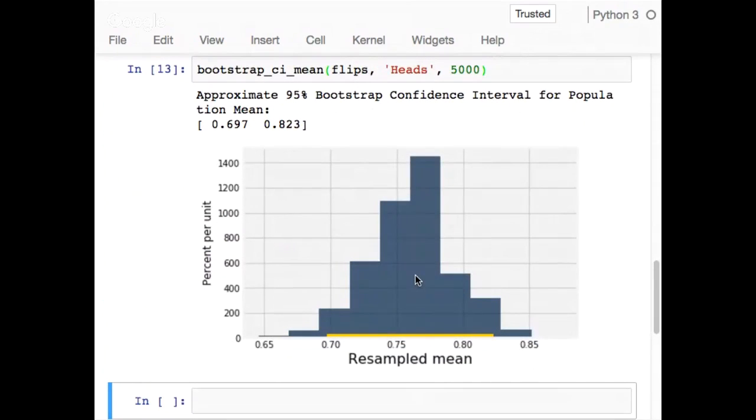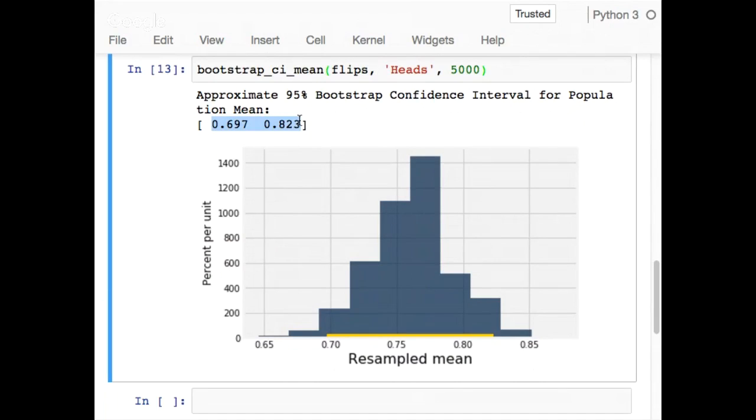Okay. So when I have a confidence interval like this, I can say, okay, the population or the coin is probably actually biased to be within this range here. So the coin is probably about 70% heads, or between 70% heads to 82% heads. I think it's somewhere within that range.